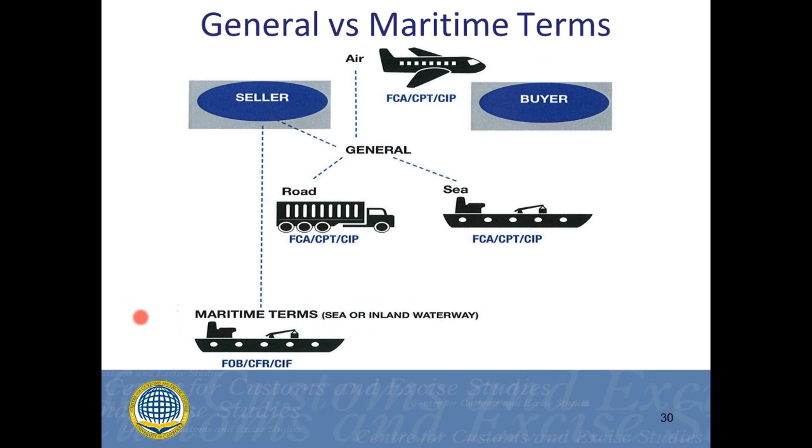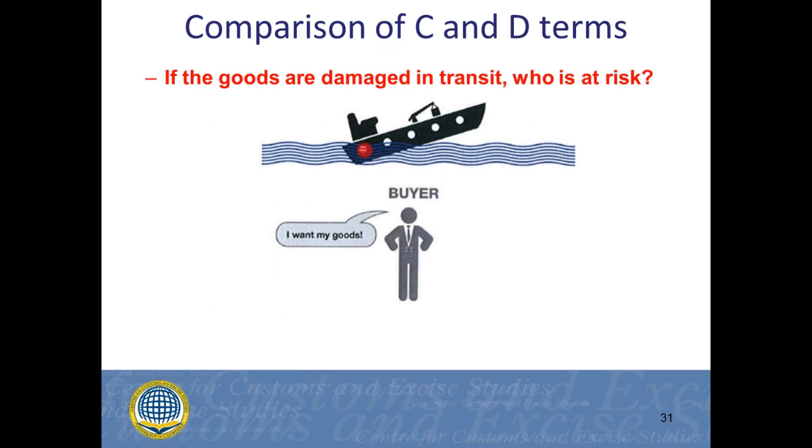This slide simply shows examples of Incoterms that are used for maritime transport only, so that's FOB, CFR, and CIF, and the Incoterms that can be used generally with any mode of transport, such as FCA, CPT, and CIP. I also would like to illustrate the comparison between C and D terms. So what happens if the goods are damaged in transit? Who is at risk? This is the relevant question, and the answer may be different depending on whether we use C terms or D terms.